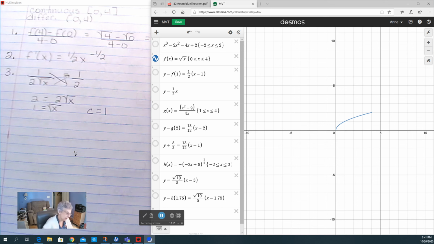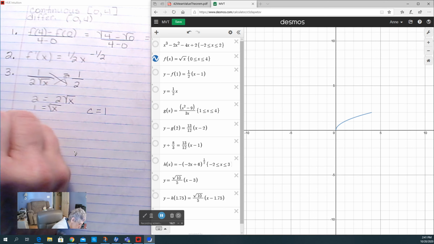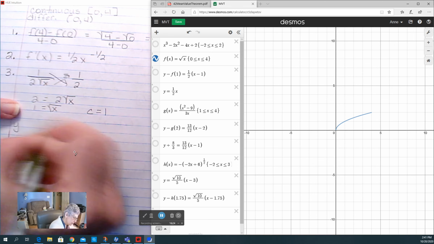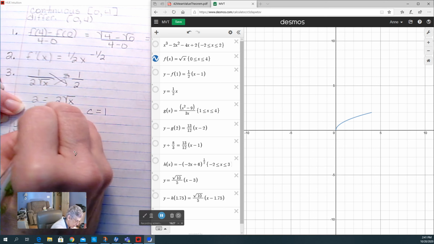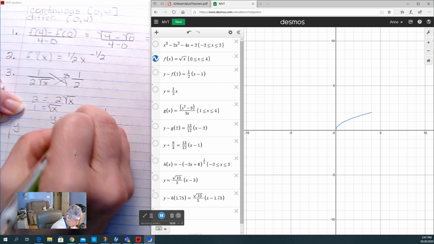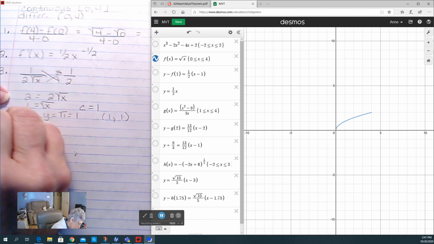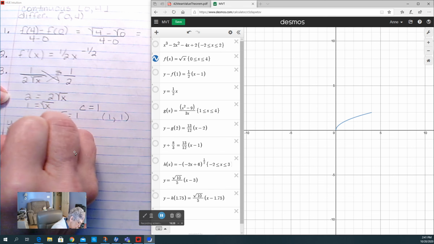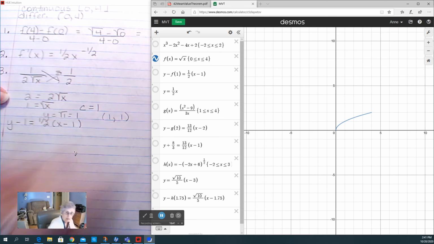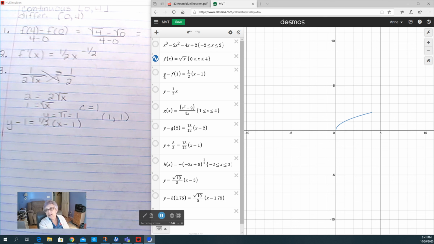If we wanted to write down the equation of the tangent line, it would be y minus my y coordinate, so y is equal to the square root of 1, so the point is (1, 1). Y minus my y coordinate is equal to slope times x minus my x coordinate, which is exactly what I have right here, except I was too lazy to plug in f of 1. And then this is the equation of that secant line. And you can see that they are parallel to one another forever.